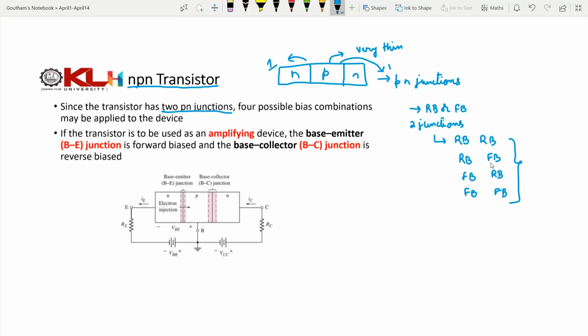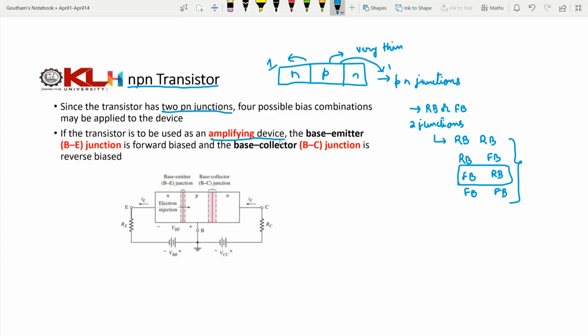But what is our bias combination of interest? The bias combination of our interest is this one, or rather let me be very specific. The major application of the transistor is that it is used as an amplifying device, as shown here.